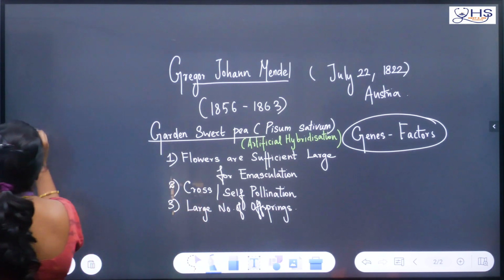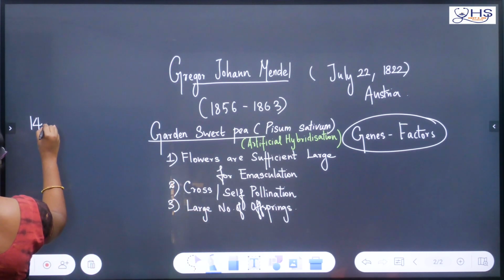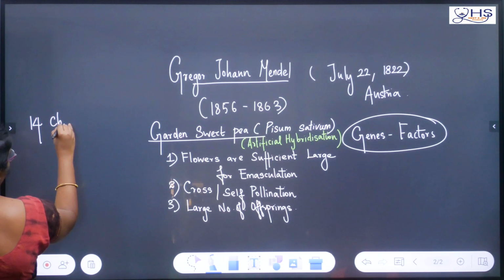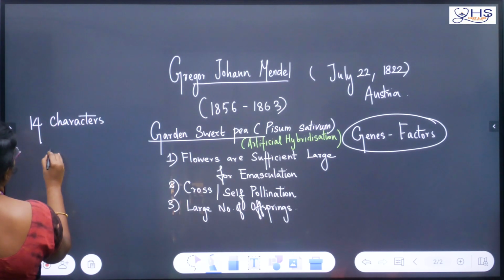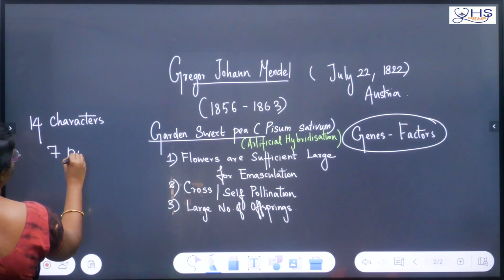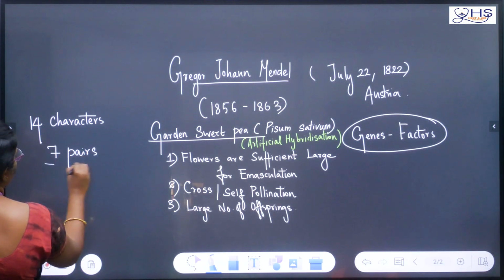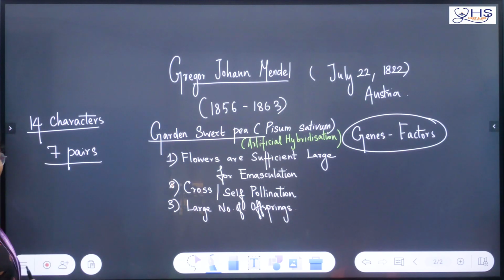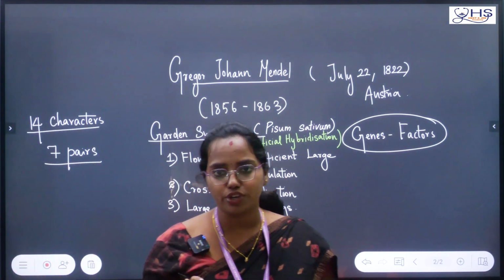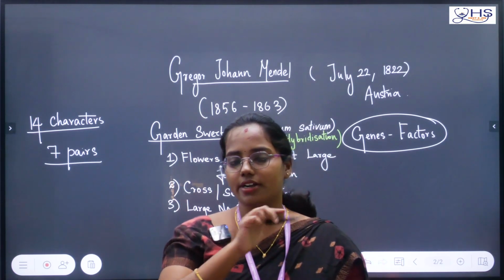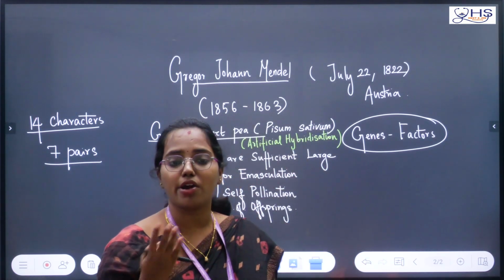Okay, he took how many characters? He took 14 characters. 14 characters or 14 variations which existed in 7 pairs. Existed in 7 pairs. This number is very very important. In the sweet pea, the garden pea, the number of characters he took is 14 characters. One gene controls 2 characters. So 7 pair of characters.